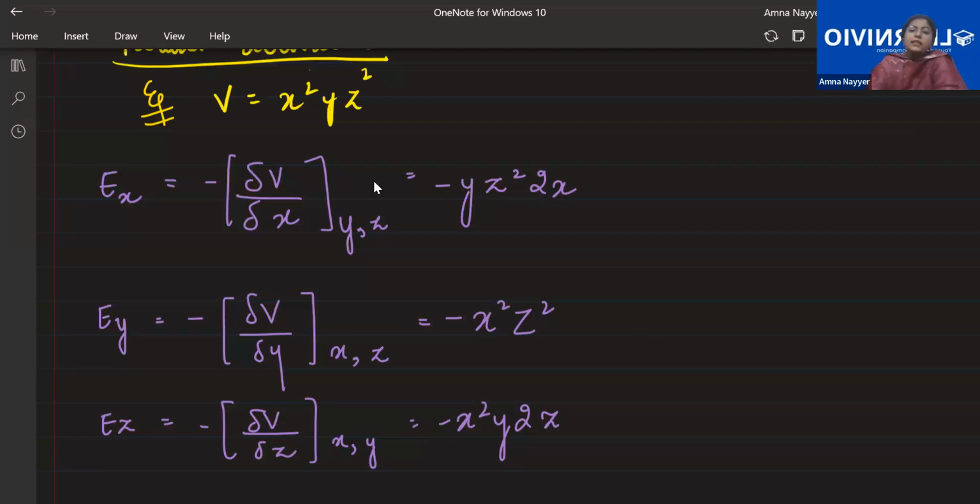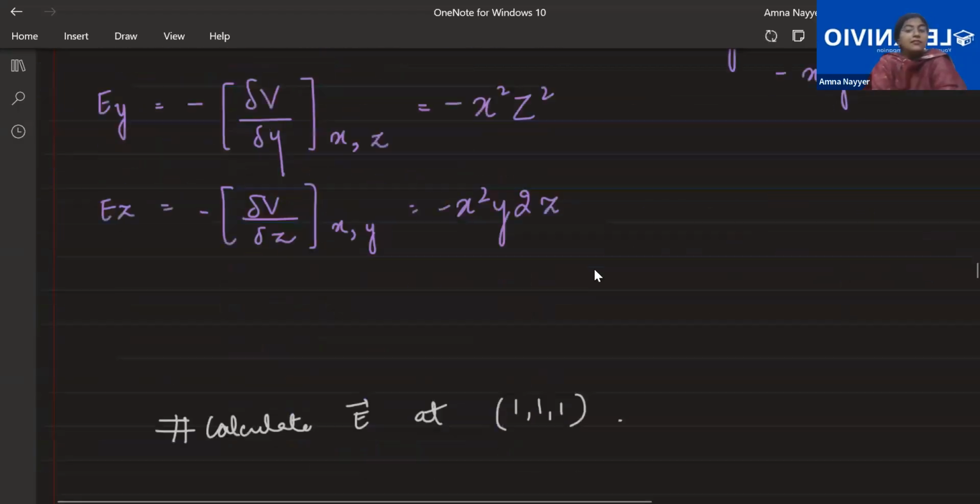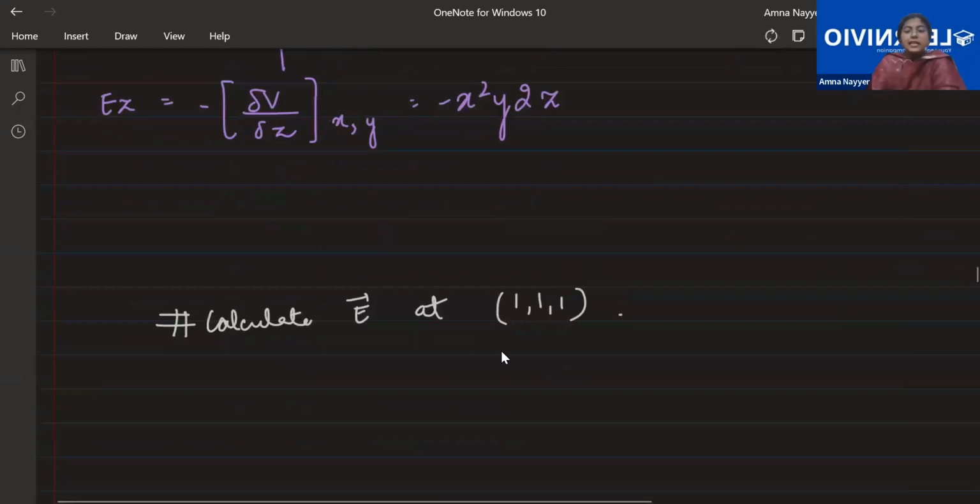And now when you need to write the net electric field, you can write the net electric field as E equals minus y z square 2x i cap minus x square z square j cap minus x square y 2z k cap, like this. But if you are asked to calculate electric field at a point like 1 comma 1 comma 1, then put it in that equation only.